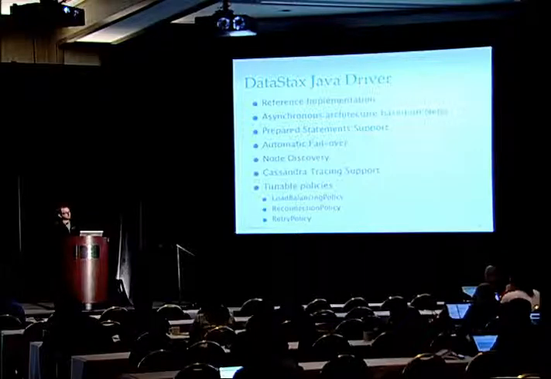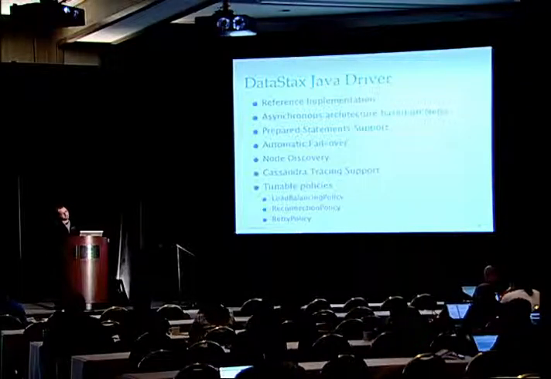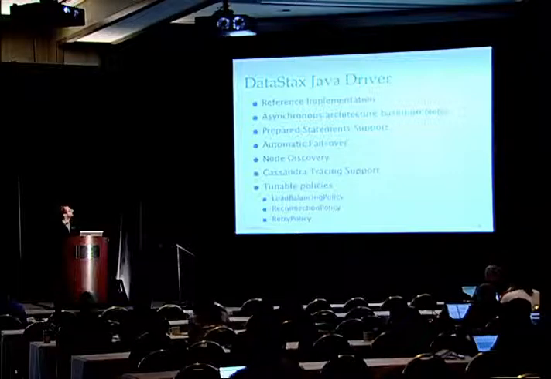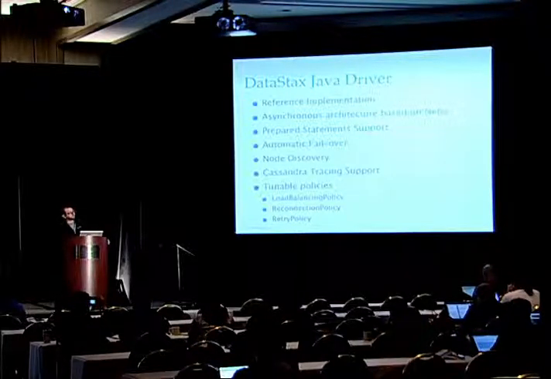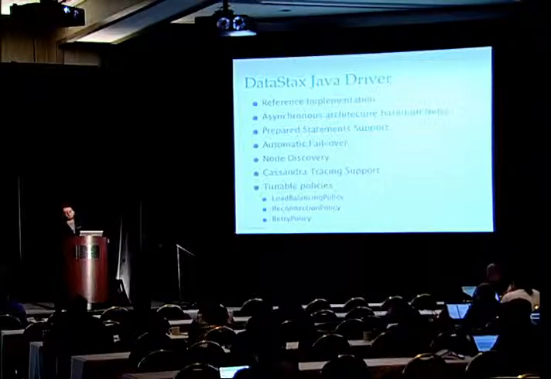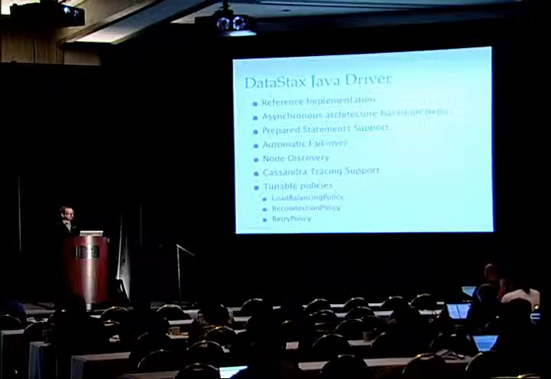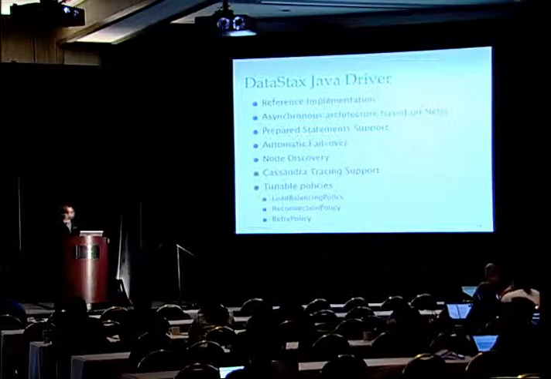We've got some automatic failovers. That is, whenever the client starts to communicate with a node that is not available, the driver will automatically be able to fail over to another node. We are able to discover all the nodes of the cluster. We support the brand new Cassandra tracing that has been introduced in Cassandra 1.2, which is very useful whenever you want to debug what's going on in your cluster. And we've got a bunch of policies to allow you to fine-tune and adapt it to your actual infrastructure.